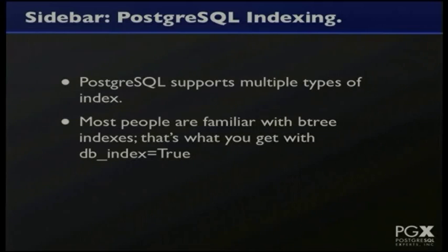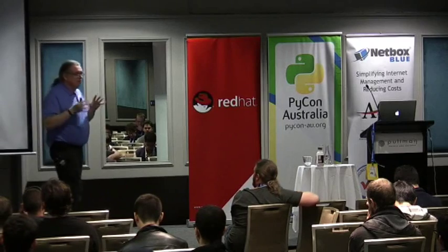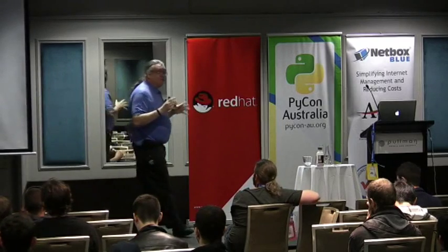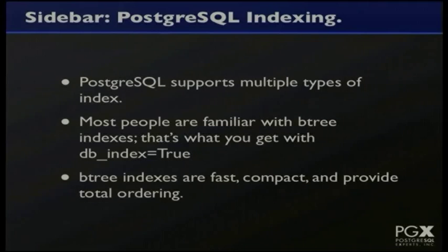Generally what people are familiar with is B-tree indexes, and when people say there's an index on this field, what they usually mean is a B-tree index. I'm not going to go into how B-tree indexes work. That's well documented online, but you basically get them. B-tree indexes are really good. They're a very good solution to the problem. They're fast, they're relatively compact, and they provide ordering. You can walk a B-tree index in ascending or descending order.